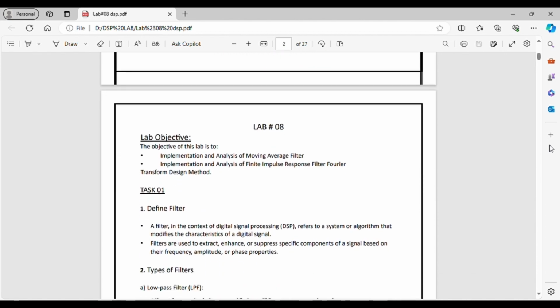The objective of this lab is the implementation and analysis of a moving average filter, and the implementation and analysis of a finite impulse response filter using the Fourier transform design method.